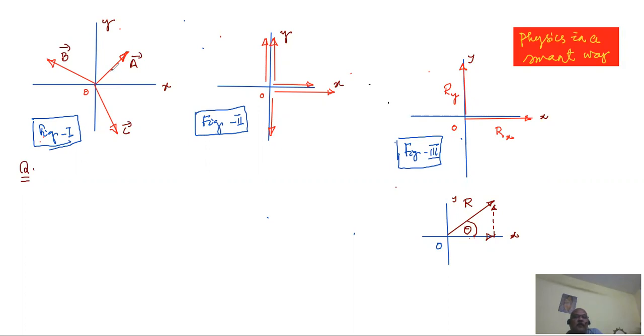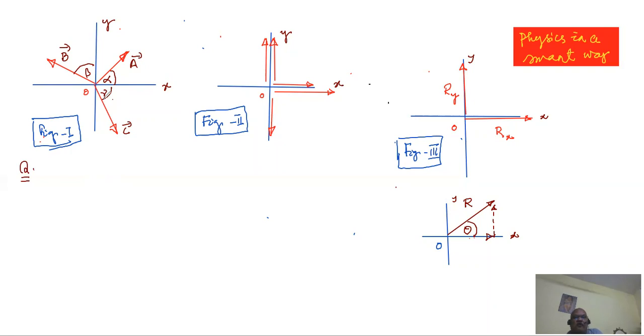A makes some angle, let's say angle alpha. B makes some angle with the y-axis, let us say beta. C makes some angle with the x-axis, let us say gamma or something like that. Any angle. Practically, when we are dealing with a question, the magnitudes of A, B, and C will be given along with the angles alpha, beta, and gamma.